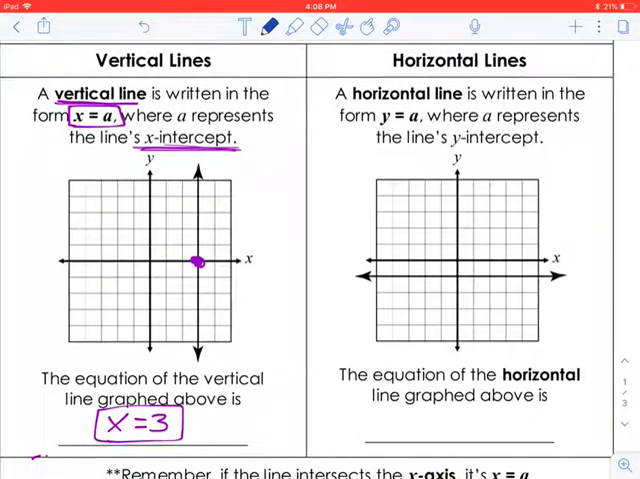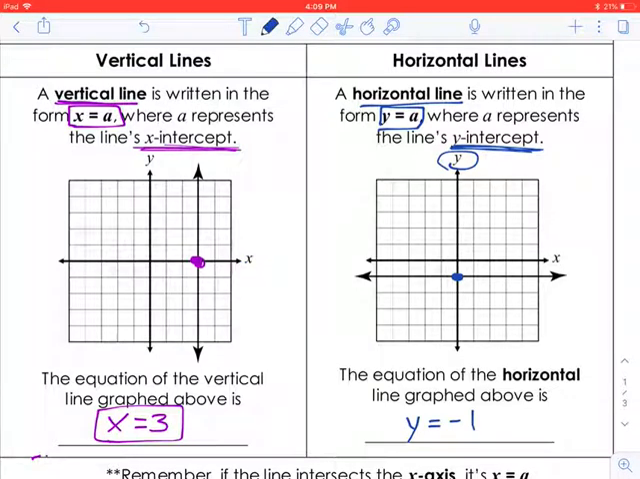Okay, so horizontal lines are the exact opposite. If it's a horizontal line, the equation is y equals whatever the y value is because it goes through the y-axis. So it has a y-intercept. So in this particular graph, the y-intercept is -1. So y equals -1. It's on the y-axis, so y equals. It's on the x-axis, x equals.